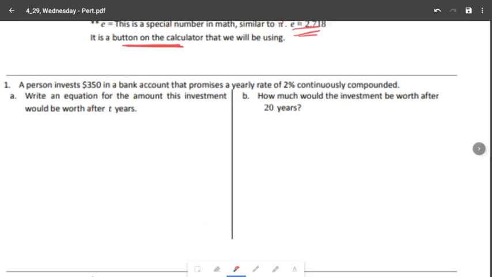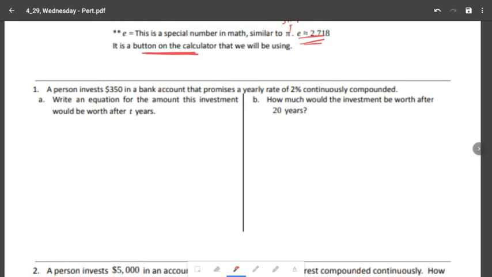If we take a look at number 1 here, it says a person invests $350 in a bank account that promises a yearly rate of 2% continuously compounded. So again, when you see that word continuously, this is going to be the special keyword that tells us we are using this new formula.